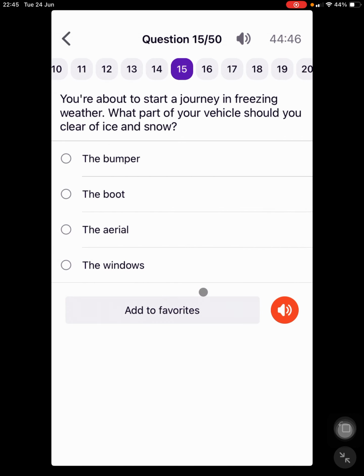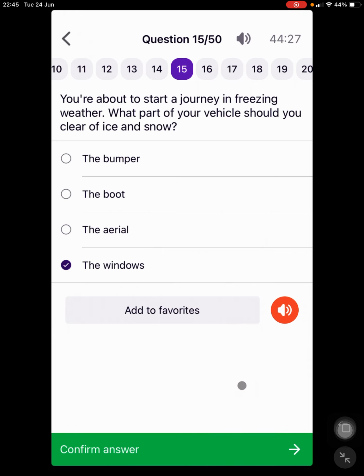You're about to start a journey in freezing weather. What part of your vehicle should you clear of ice and snow? The bumper. The boot. The aerial. The windows. You're about to start a journey in freezing weather. What part of your vehicle should you clear of ice and snow? Yeah, the windows. The windows and lights.